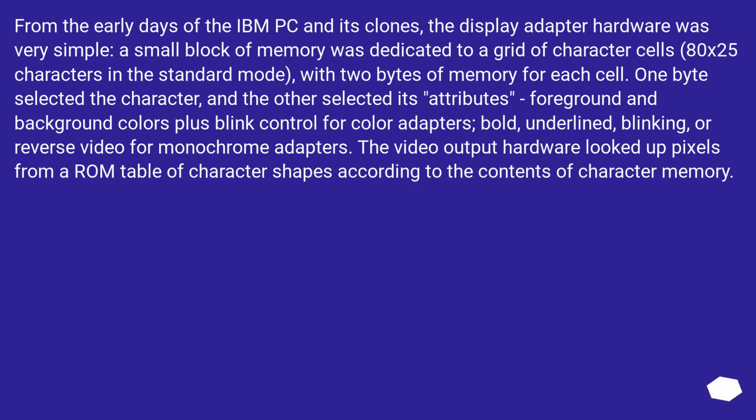From the early days of the IBM PC and its clones, the display adapter hardware was very simple. A small block of memory was dedicated to a grid of character cells, 80 by 25 characters in the standard mode, with 2 bytes of memory for each cell. 1 byte selected the character, and the other selected its attributes: foreground and background colors plus blink control for color adapters; bold, underlined, blinking, or reverse video for monochrome adapters. The video output hardware looked up pixels from a ROM table of character shapes according to the contents of character memory.